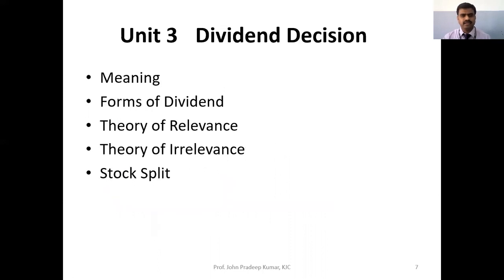And the third unit we're going to learn is about dividend decision. So you're going to learn what dividend is, its meaning, and why it is being paid, and what are the different forms of payment of dividend followed by corporates. And then we're going to learn different theories which say dividend decision is relevant to the value of the firm, and some other theories which say that dividend decisions are irrelevant, which will not affect the value of the firm. So we are going to learn about the theory of relevance and the theory of irrelevance.